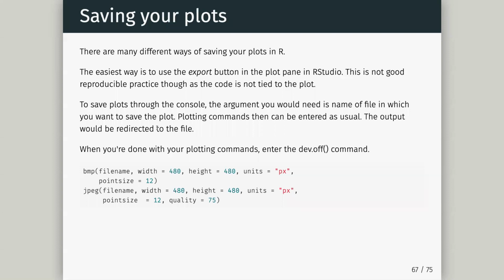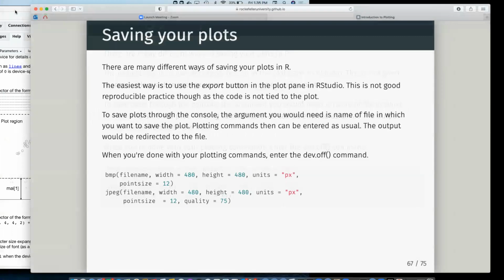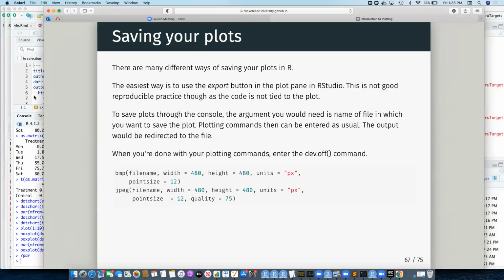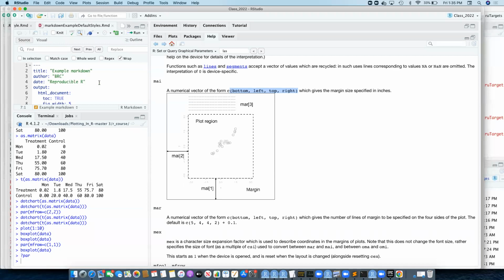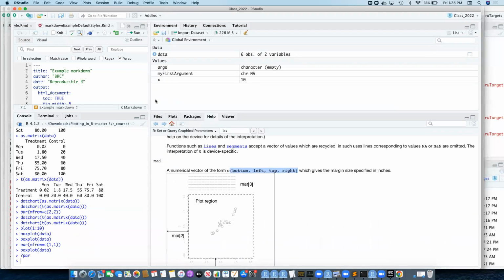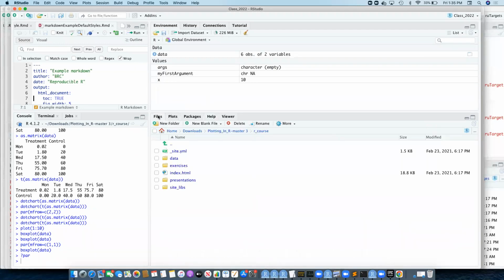Something which is obviously essential is how you save your plots in R. No matter what we do, just looking at it isn't going to be good. We often want to share it with other people. When we did R Markdown, that's one way to save plots, because it just saves the plot as part of your HTML report.